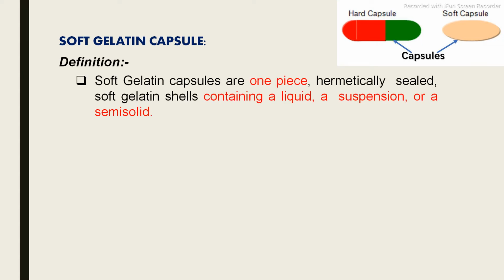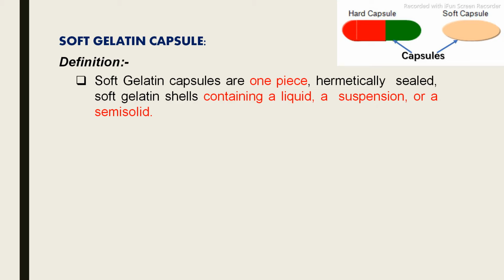First, let us see the definition. Soft gelatin capsules are one piece hermetically sealed soft gelatin shells. As we have seen from this picture, the soft gelatin capsules are one piece as compared to the hard gelatin capsules, and these contain liquid, suspension, or semi-solid preparations.